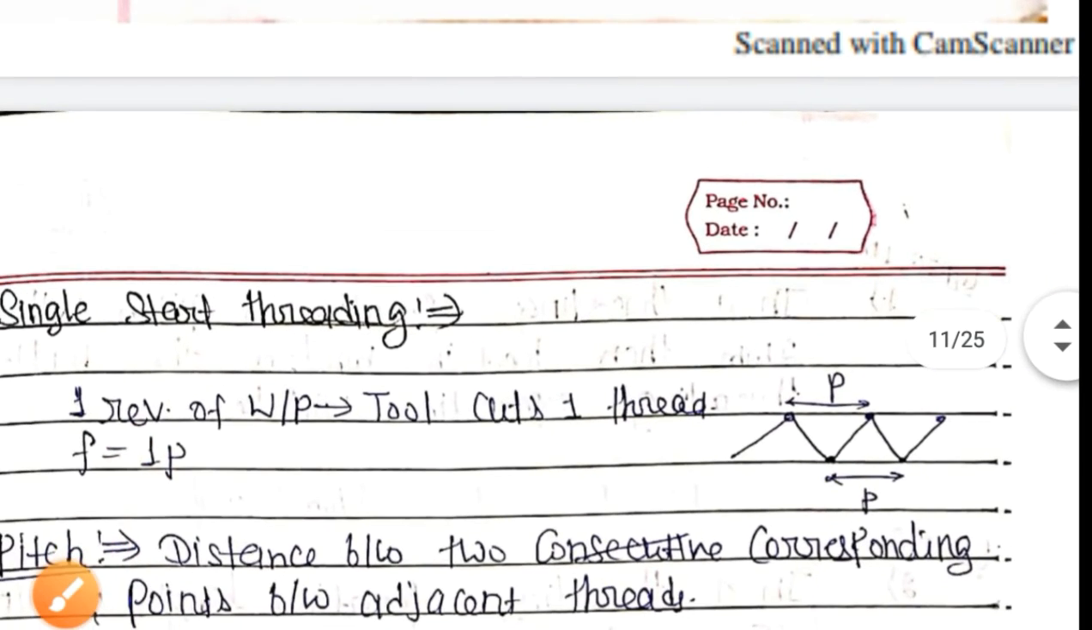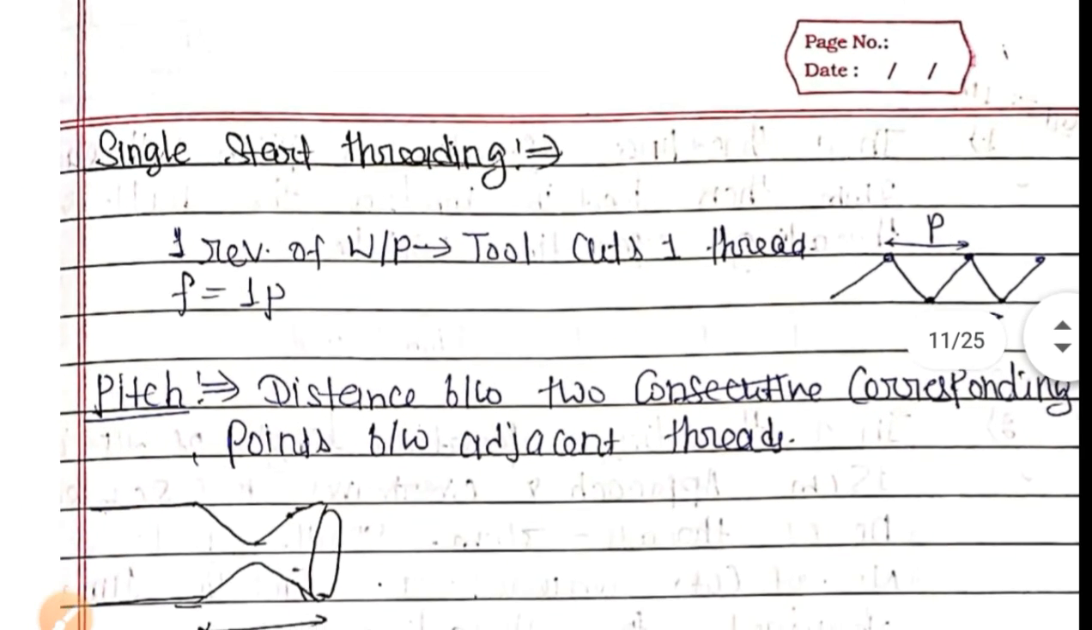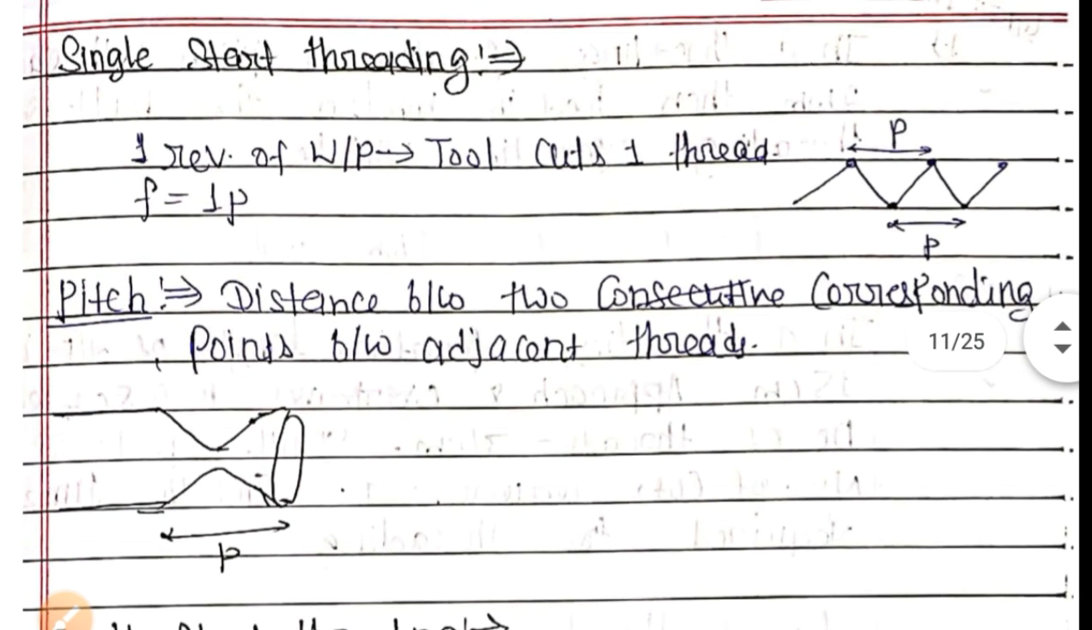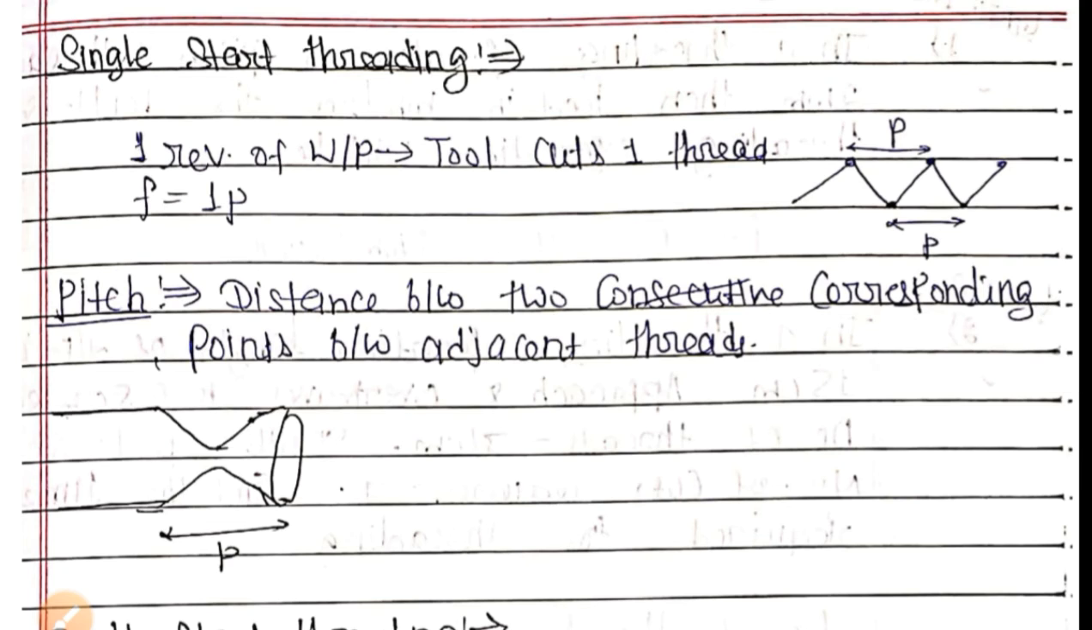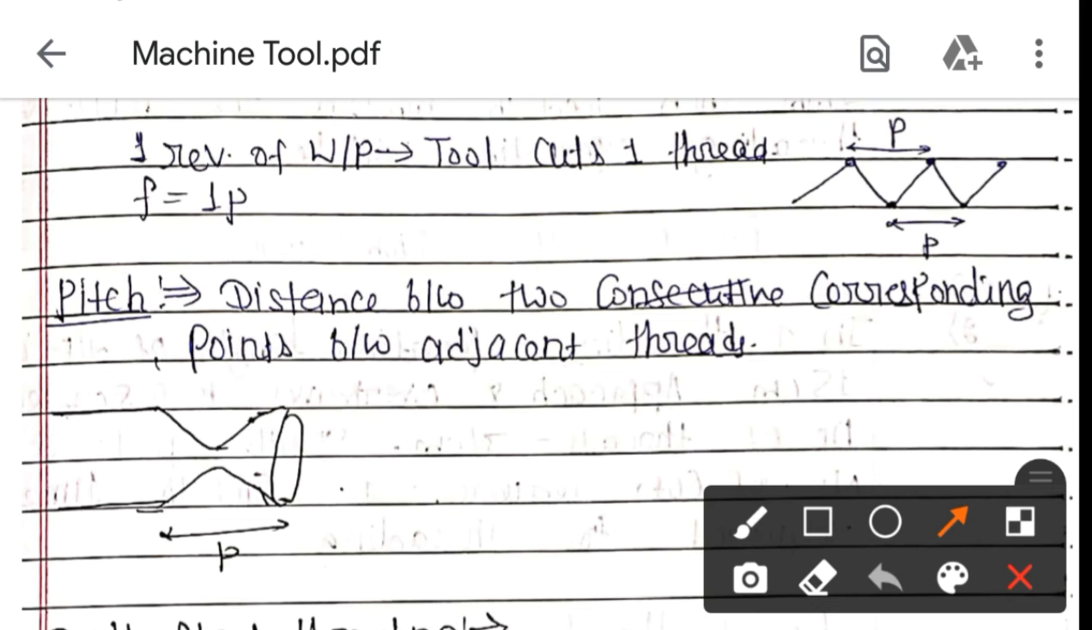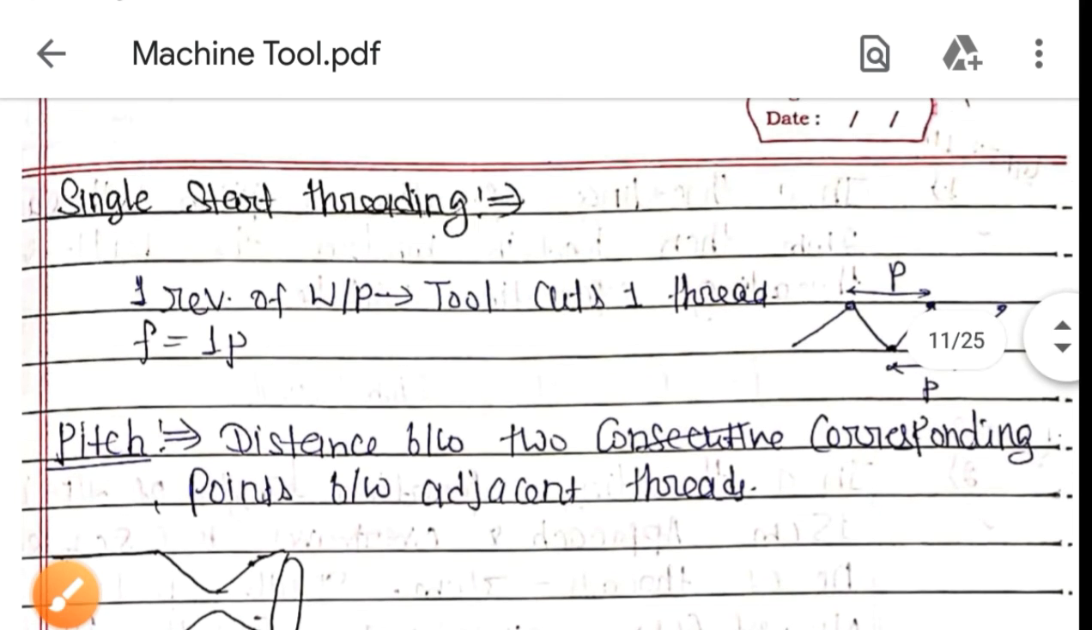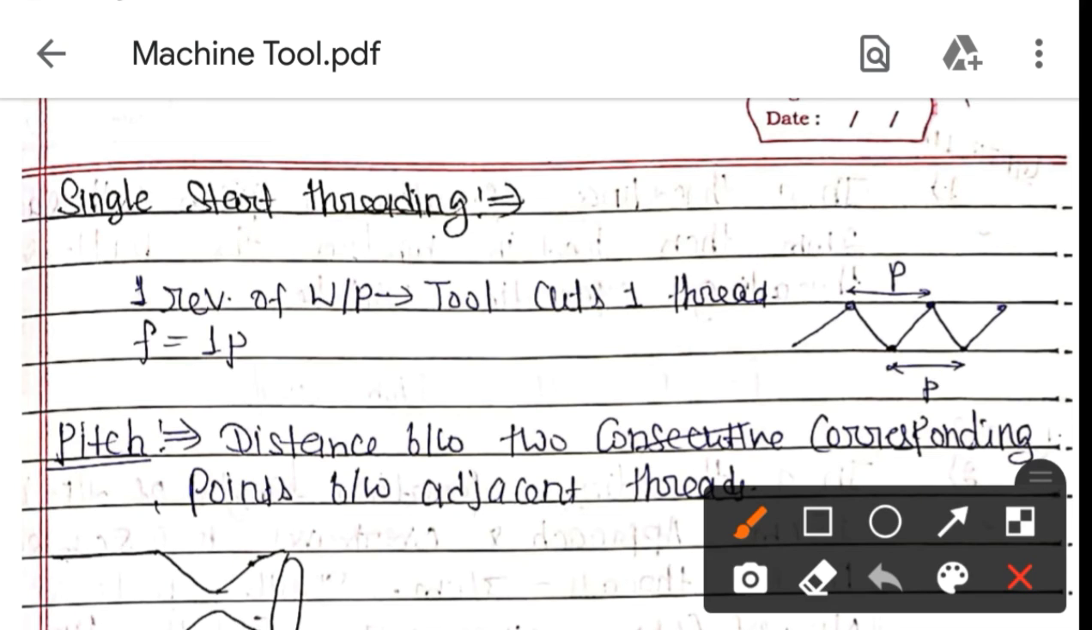You can read some standard book about basic theory, and we'll talk about what is single start threading, what is double start threading, what is triple start threading. So what does single start threading mean? For one revolution of the workpiece, the tool will cut only one thread over the cylindrical workpiece, or it could be a frustum workpiece also. Single start threading means for one revolution of workpiece there will be one cut of the thread.